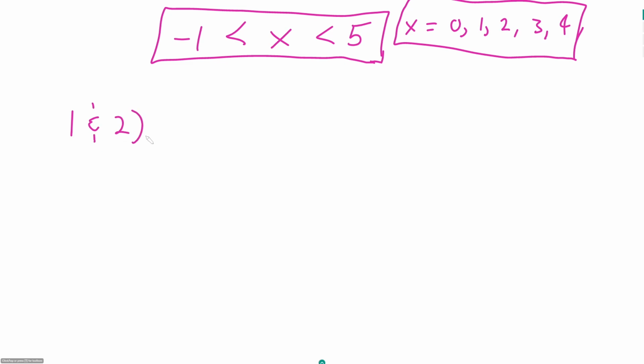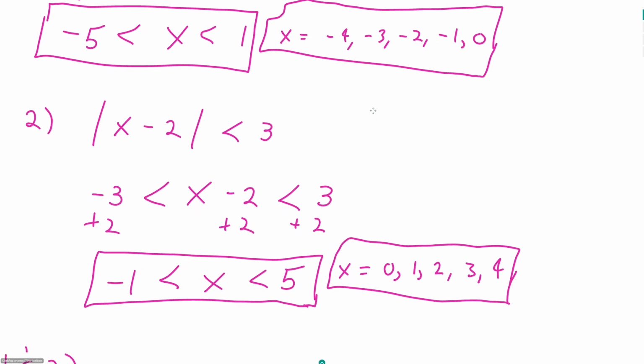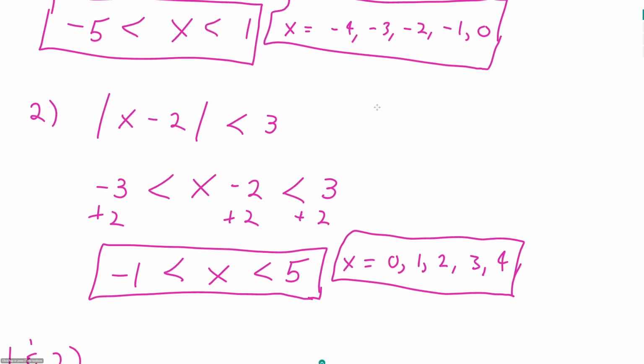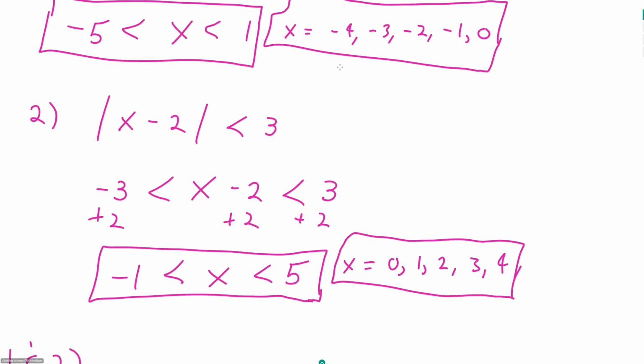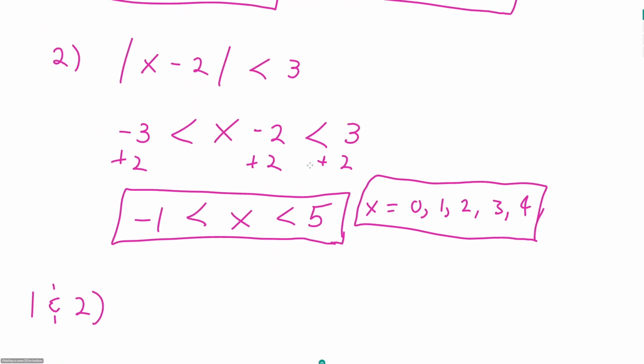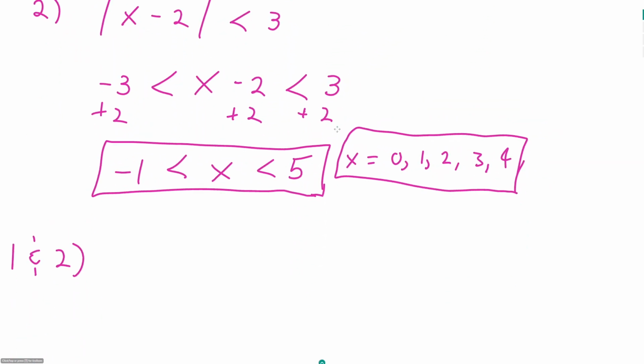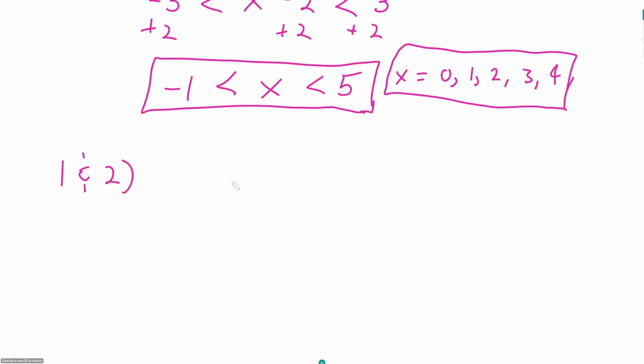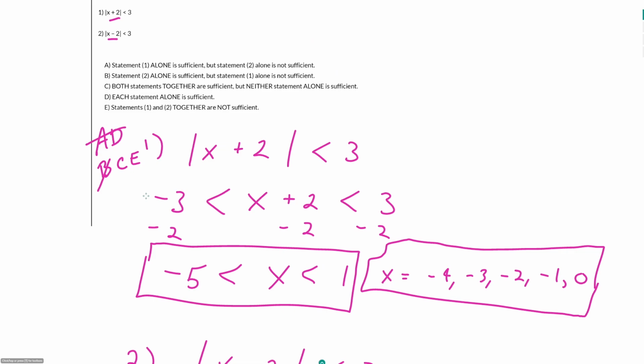Now, looking at them together, one thing you can do is write out this list of values for x, and just see what your two lists have in common. Those should be all your values for x. And here it looks like the only value they have in common is 0. So that means we just have a single value that x can be when looking at them together, which tells you together your statements are sufficient. x has to be equal to 0, and C is your answer.